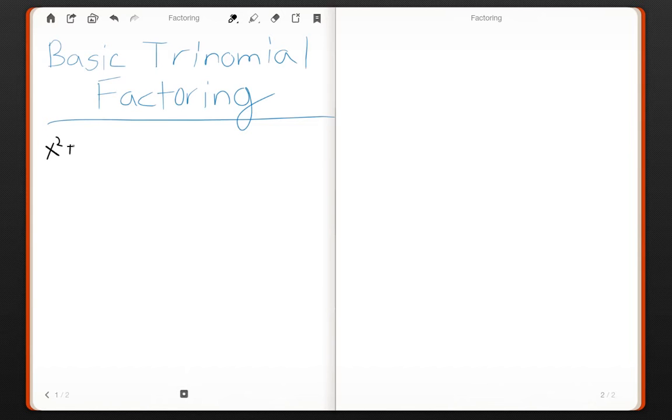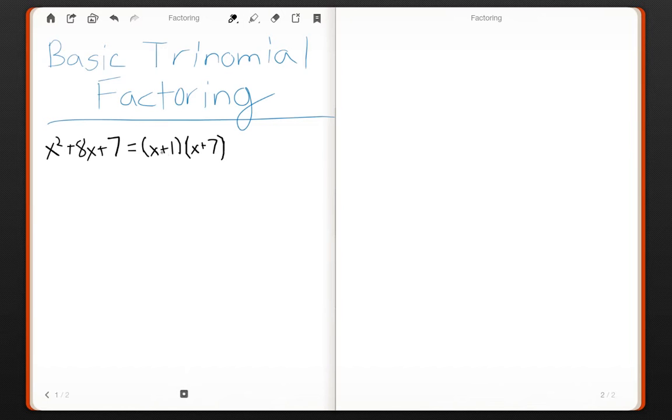So let's start with a very easy example. X squared plus 8x plus 7. So how do we put this back into two binomials? Well, we just think, what are two numbers that multiply to this 7 here? That would be 1 and 7. So we can write x plus 1 times x plus 7.